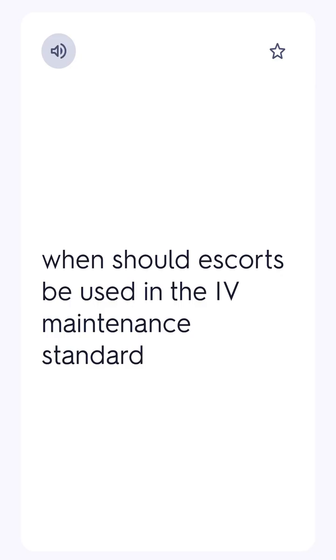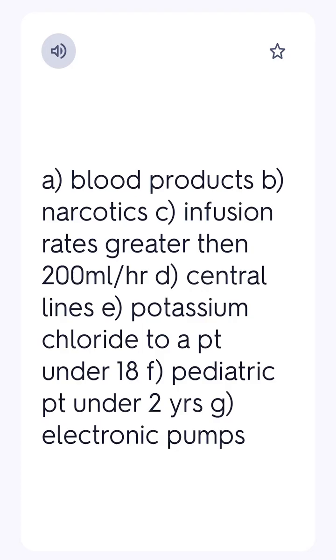When should escorts be used in the IV maintenance standard? A, blood products. B, narcotics. C, infusion rates greater than 200 milliliters per hour. D, central lines. E, potassium chloride to a part under 18. F, pediatric part under 2 years. G, electronic pumps.